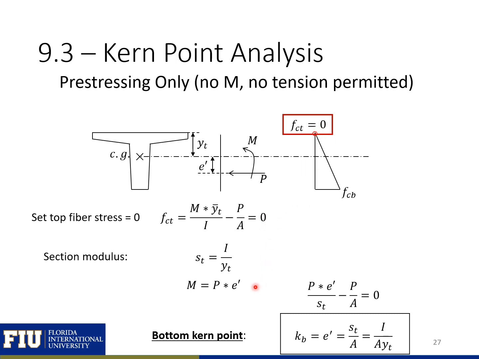Our moment here, we're going to assume that we have no externally applied load, so no external moment. So our only moment is from the eccentricity of our strands, which is P times our eccentricity E. So we can set this equal to 0, plugging in our P times E, and then solve for our eccentricity, which we're saying is our bottom Kern point. And we can see our bottom Kern point then is just equal to our section modulus S sub T divided by A. So this is our bottom Kern point equation that we'll use moving forward.